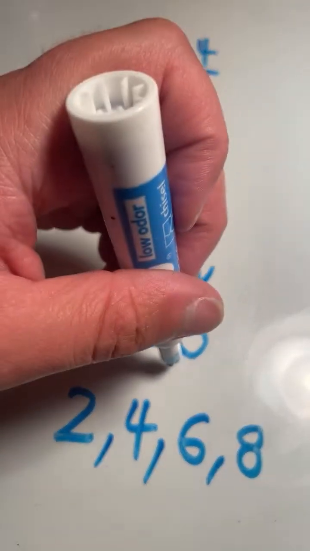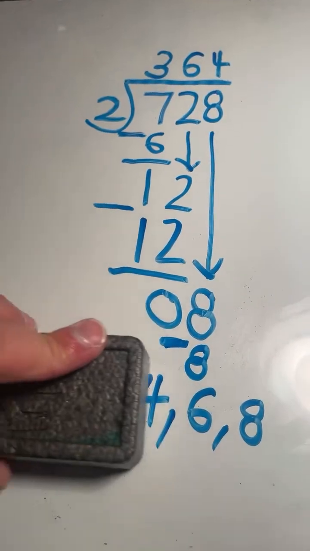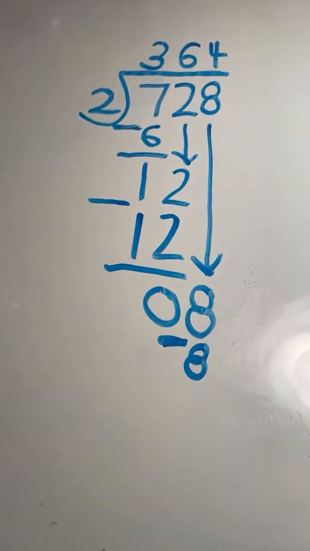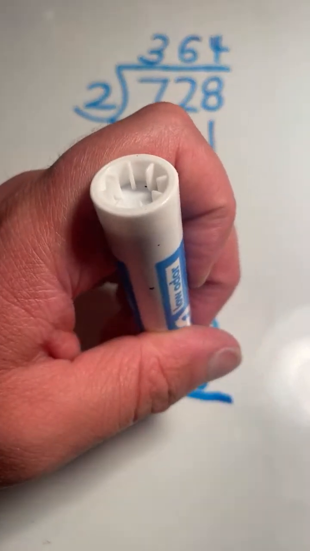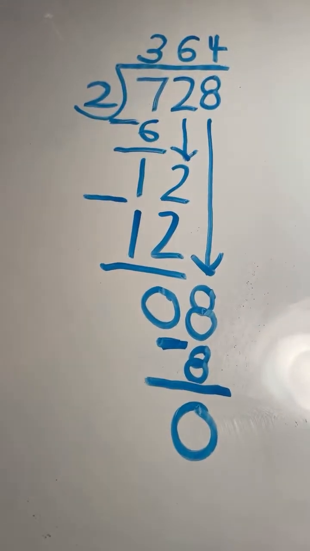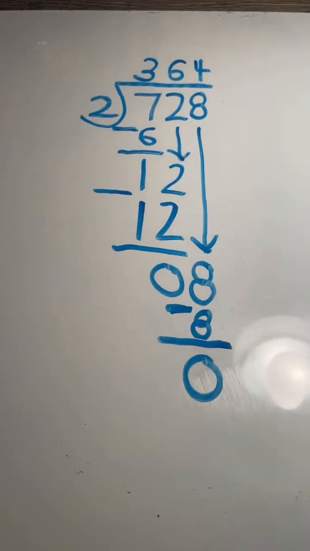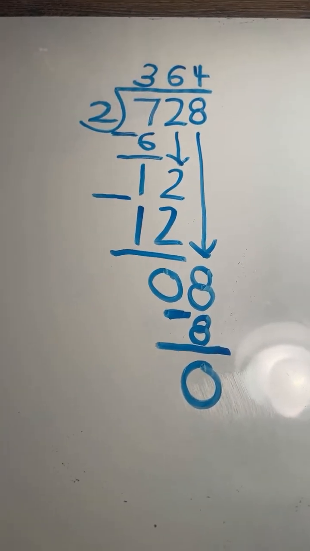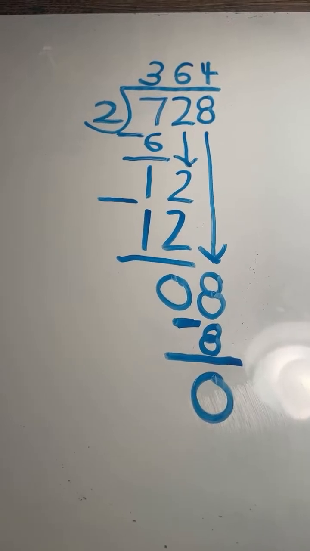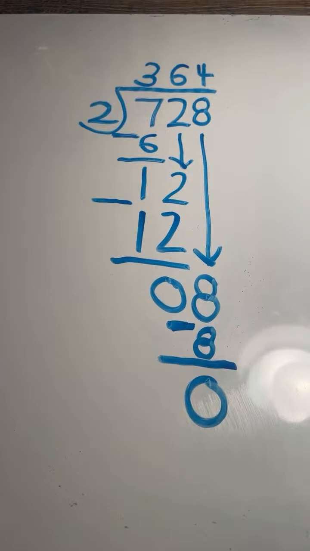When we skip counted, 8 was the last number we landed on, so that's what we subtract to see if there is a remainder there. 8 minus 8 equals 0. There is no remainder, and we have our final answer. 728 divided by 2 equals 364.